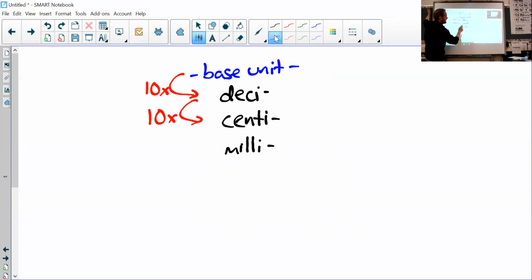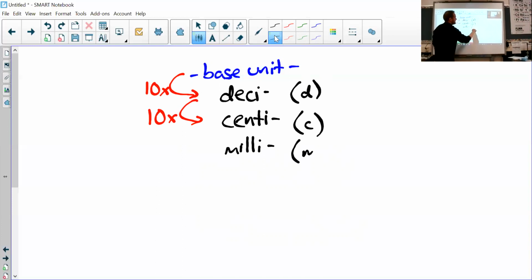Oh, I forget my abbreviations. Sorry. Deci is a single lowercase d, not to be confused with da, which is deca. Centi is a lowercase c, and milli is a lowercase m. This is another 10 times. So 10 times 10 times 10 is 1,000. So how many millimeters are in a meter? The answer is going to be 1,000.